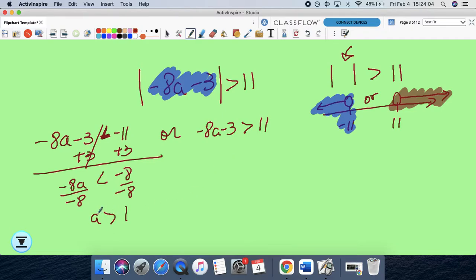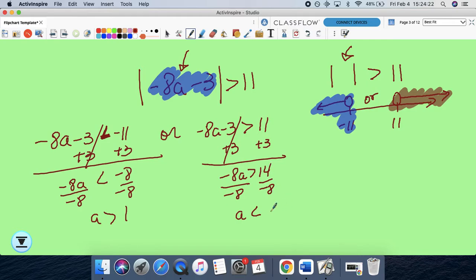So for a, we can use values greater than 1, plug it in here, and they will work. And then we also have one more, so plus 3 again, plus 3. That goes away. Negative 8a greater than 14, divide both sides by negative 8. And again, we're going to switch the sign. That 14 divided by negative 8 becomes negative 1.75. So let's put that on a number line. A has to be greater than 1, not including 1, going that way.